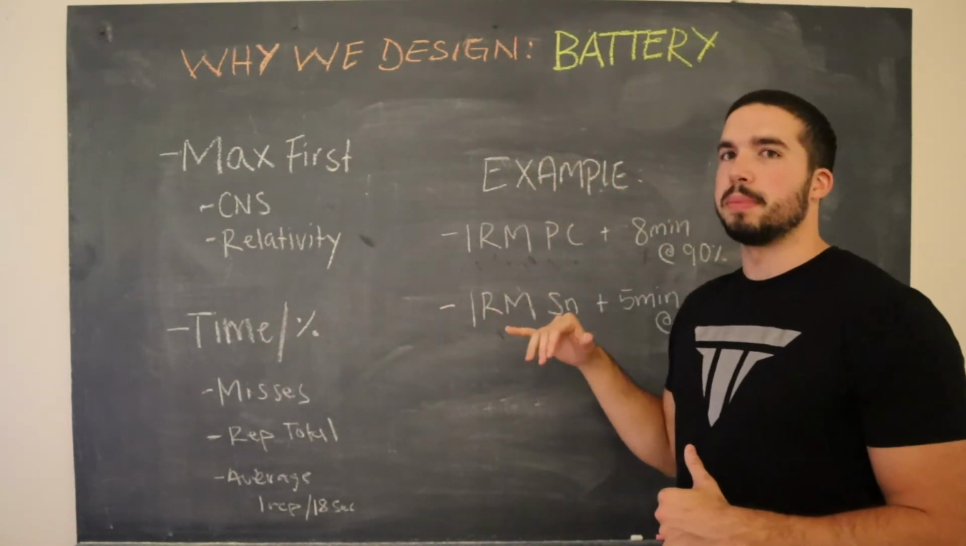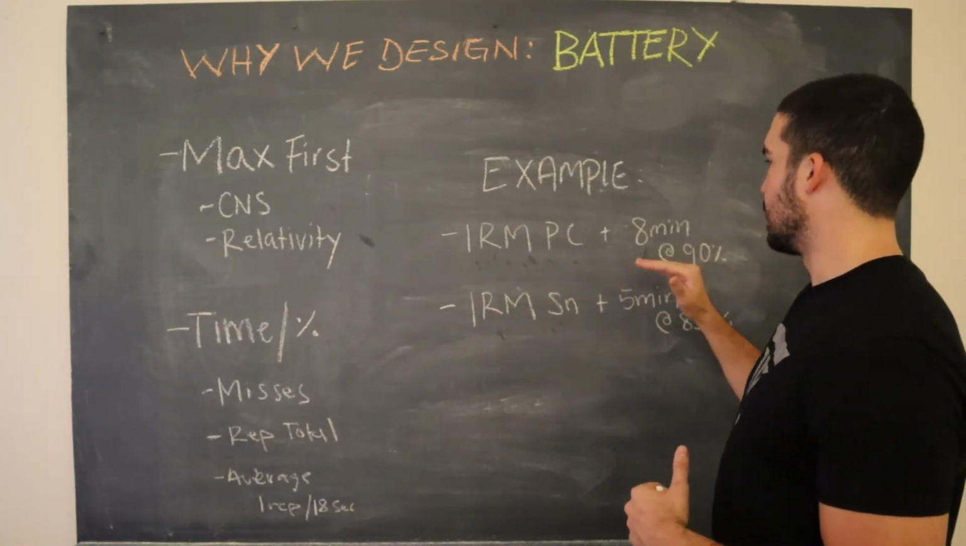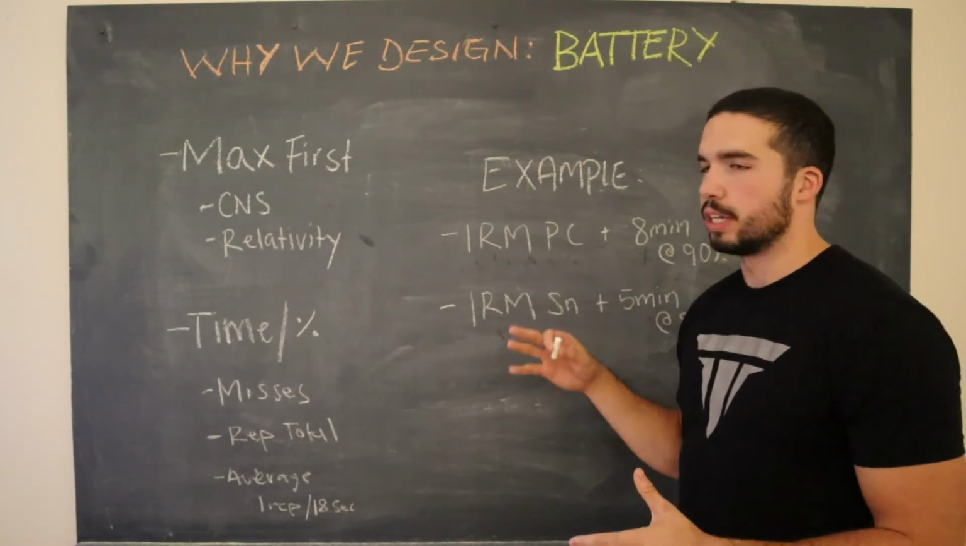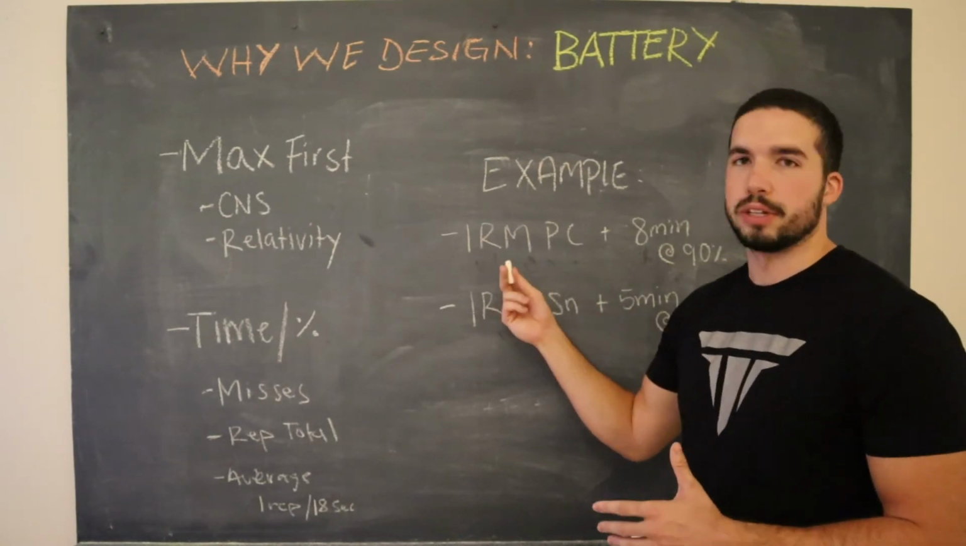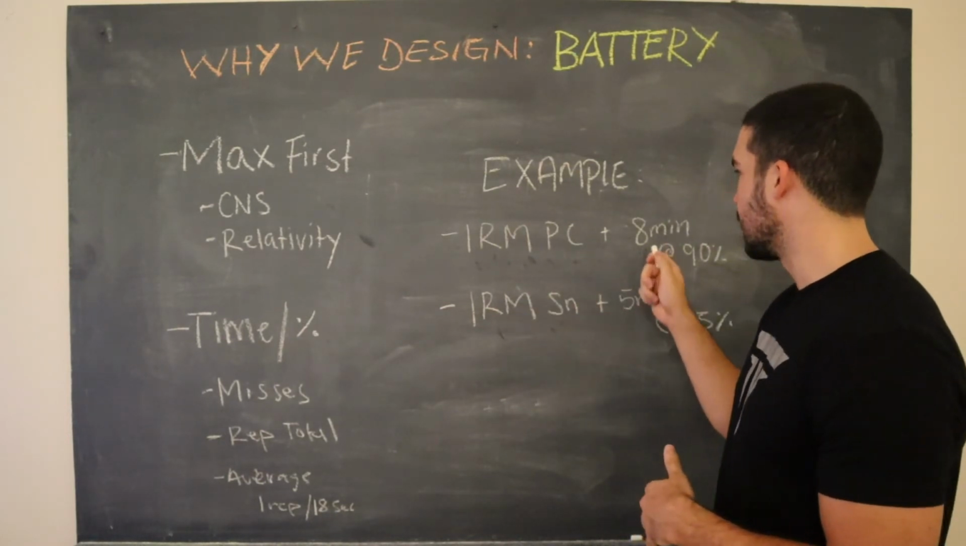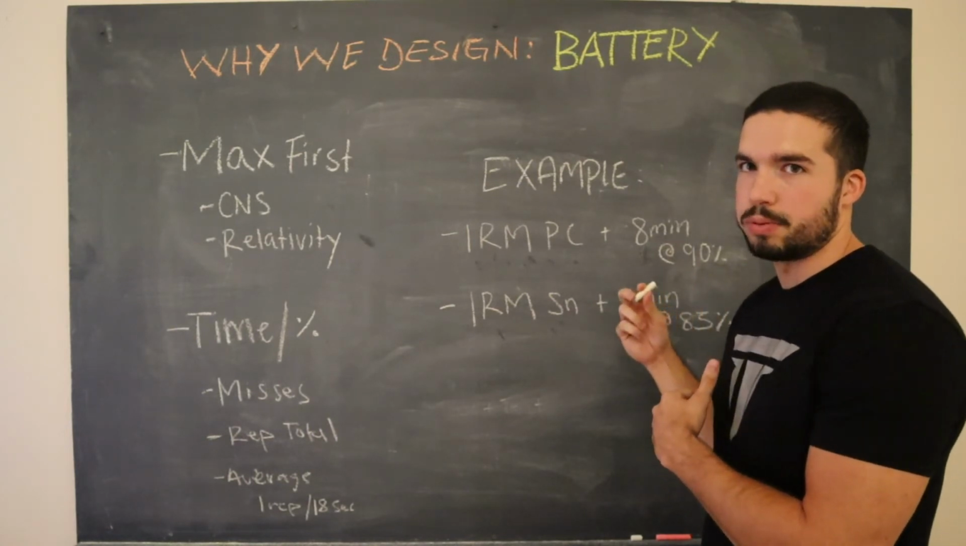Some examples might be a 1 rep max power clean, and then they're going to do 8 minutes at 90% of that. So again, we'll just go back to the power clean. It's easy. They hit a 200-pound power clean. They rest exactly 5 minutes, and then they start an 8-minute AMRAP at 180 pounds for max reps.